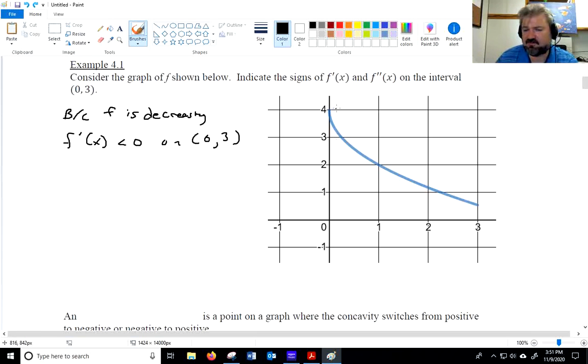Also, you could tell by the shape of this graph that this is concave upward. Can you see how it's cupped? It's curving towards up. So we're going to say that f double prime of x must be greater than 0 on this interval.